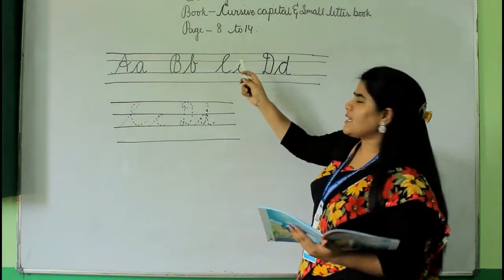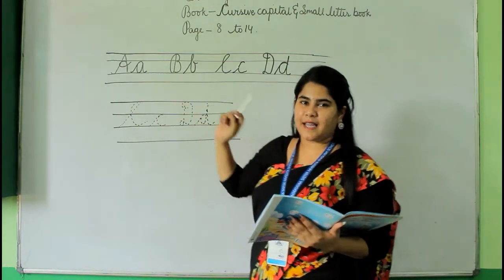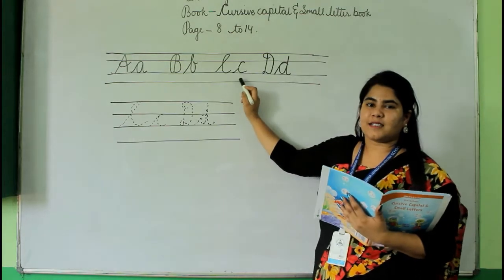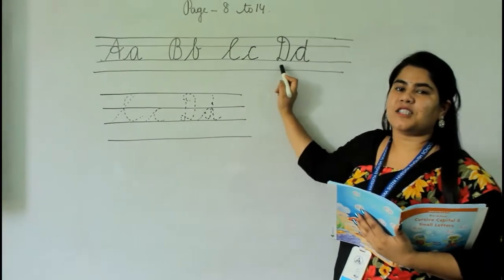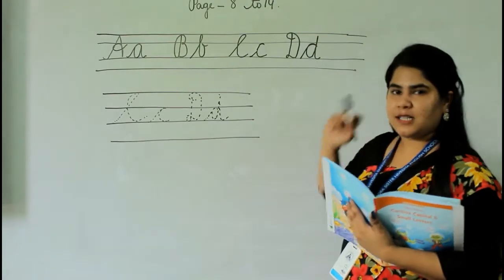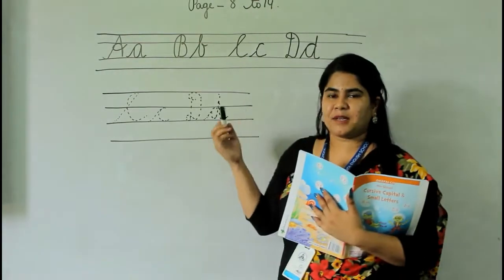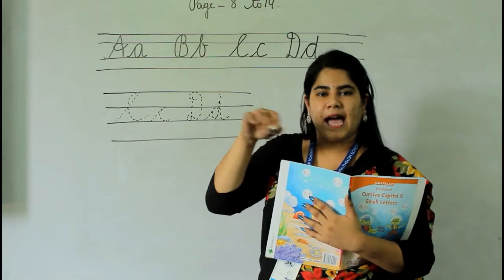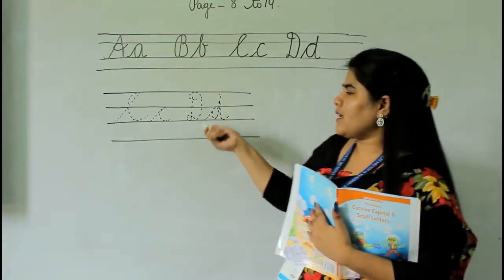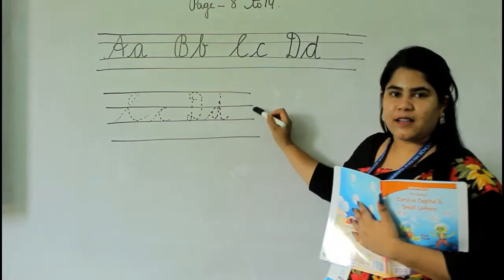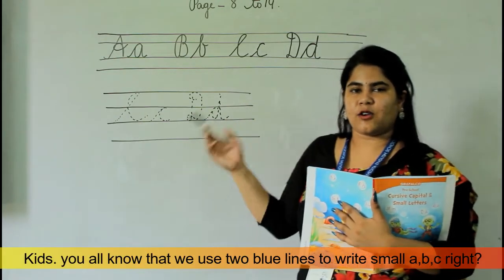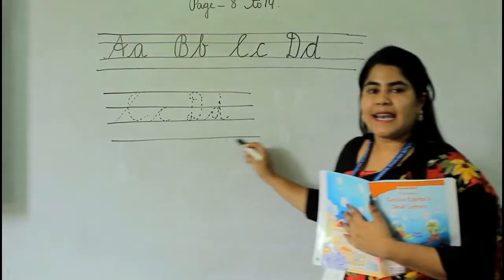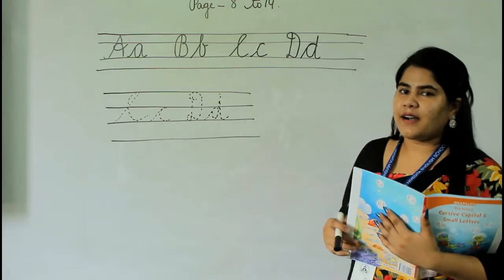We will start with C, as we have done with A and B. This is cursive capital letter C, and this is small letter C, and this one is cursive capital D and cursive small d. Before that, let me tell you, we always use the first, second and third lines to write the letters. In small letters, we use only the second and third line. But some small letters also need all 3 lines. We never use this last line for writing letters or alphabets.